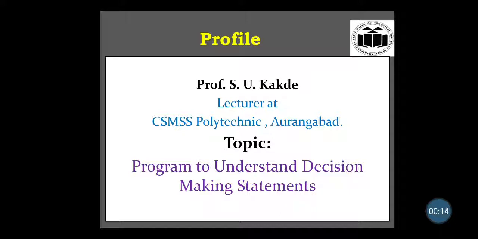In the last topic, we studied decision-making statements. Related to that topic, we will study some programs to understand those decision-making statements.